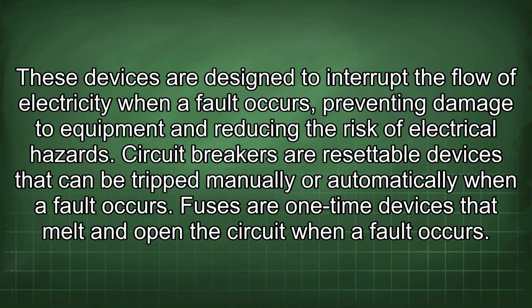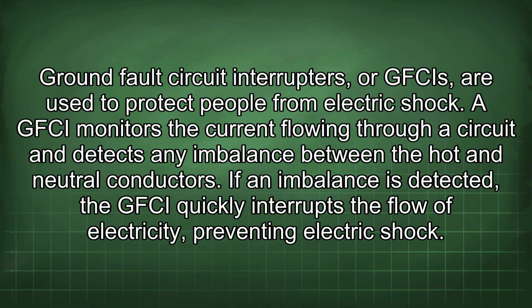Circuit breakers are resettable devices that can be tripped manually or automatically when a fault occurs. Fuses are one-time devices that melt and open the circuit when a fault occurs. Ground fault circuit interrupters, or GFCIs, are used to protect people from electric shock. A GFCI monitors the current flowing through a circuit and detects any imbalance between the hot and neutral conductors. If an imbalance is detected, the GFCI quickly interrupts the flow of electricity, preventing electric shock.